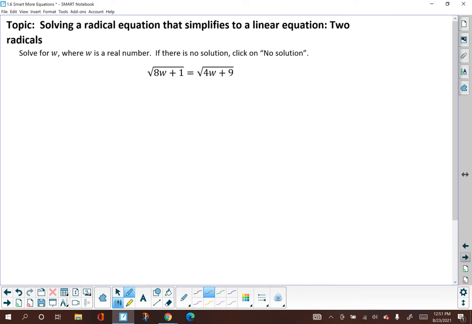Solving radical equations when there are two radicals. People see these and sometimes they look harder, but they're actually easier. So we start with squaring both sides.